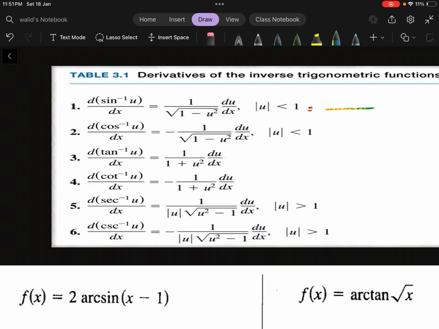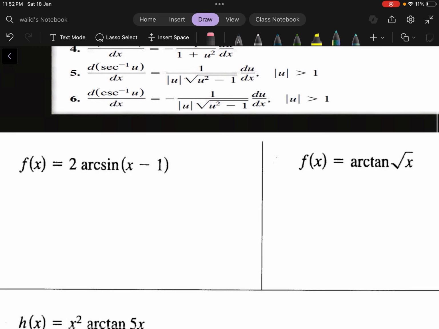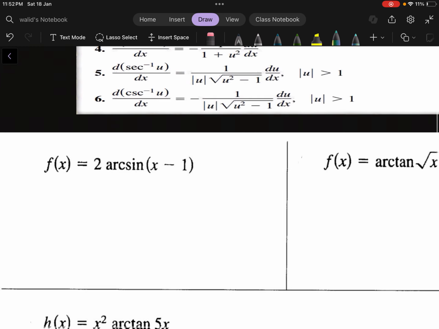So the derivative of the sine inverse is u prime over square root 1 minus u square. Similarly for the others, instead of du by dx, I would like to replace it by u prime. Let's start by doing the first question.